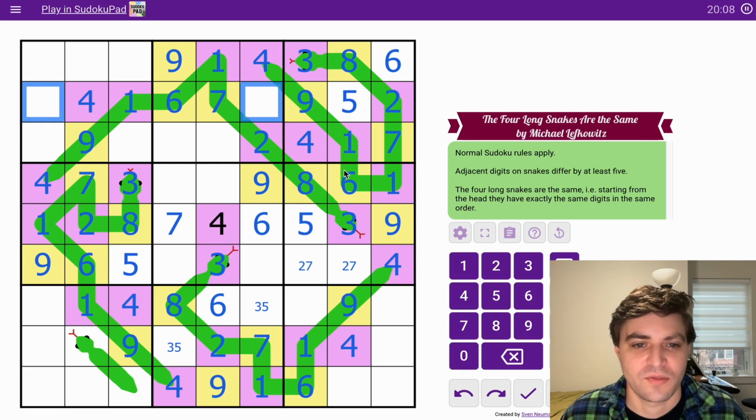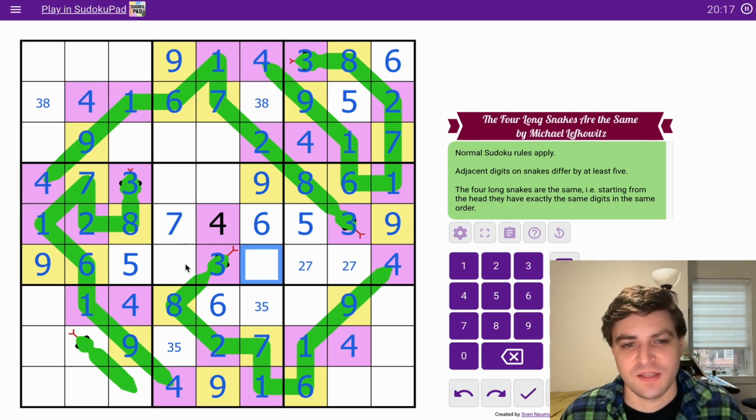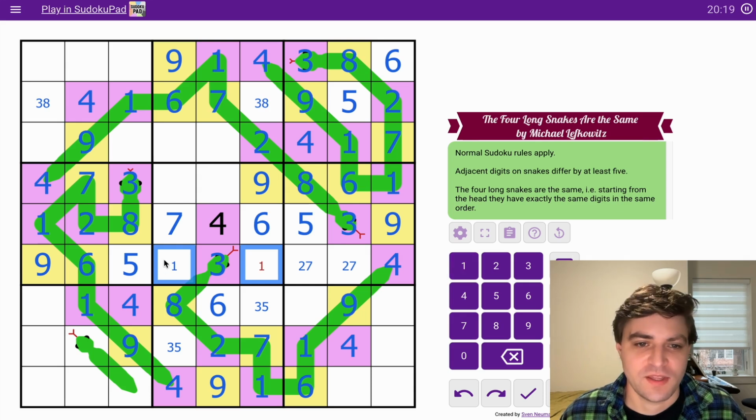1, 2, we're missing a 3 in one of these two. One of you two must be a 3. The other one that we're missing is an 8. One of you two must be an 8. Slow progress. In this row, we're missing a 1. Definitely that 1 needs to go here.